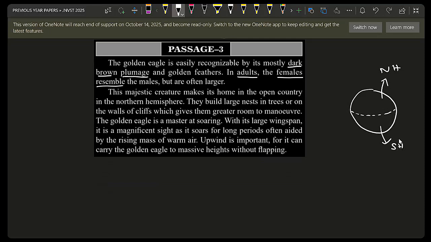So where is this majestic creature, the golden eagle, living? It is making its home, that means where it is living, in the open country in the northern hemisphere. Open country means open fields should be there. Okay, it is living there in the northern hemisphere.